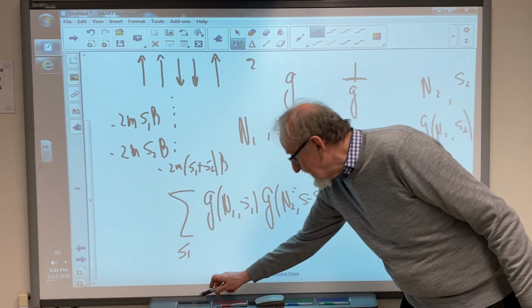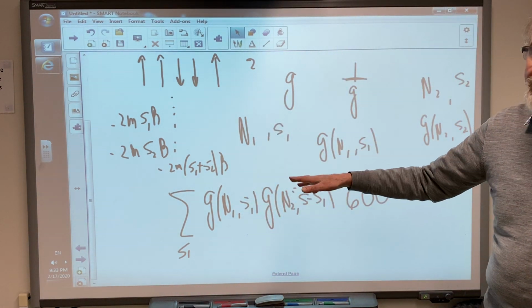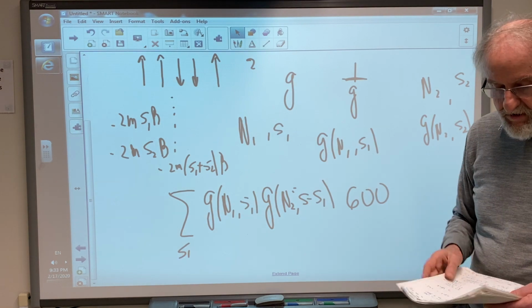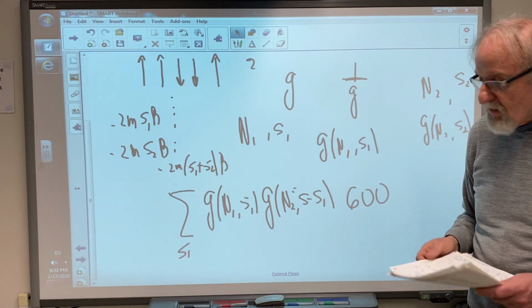That's what we are going to analyze next time. And that leads directly to the idea of entropy and temperature. So that's what's in store for next time.